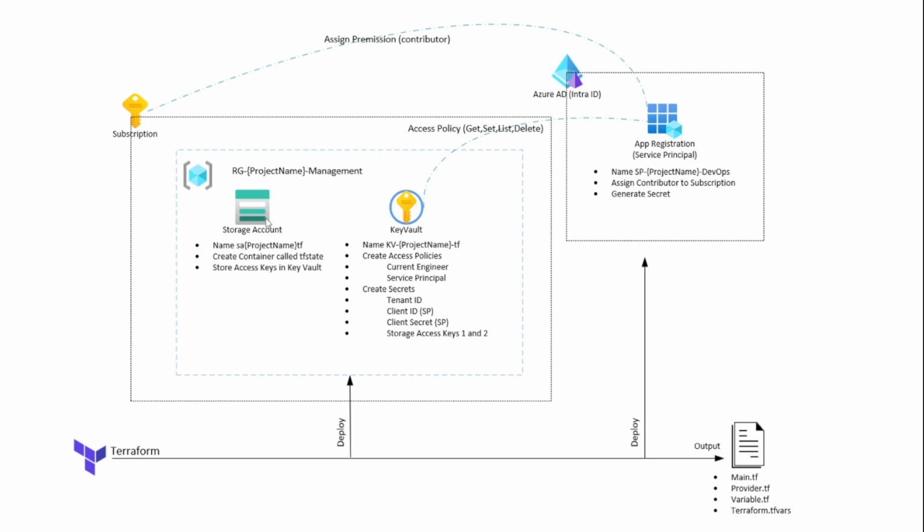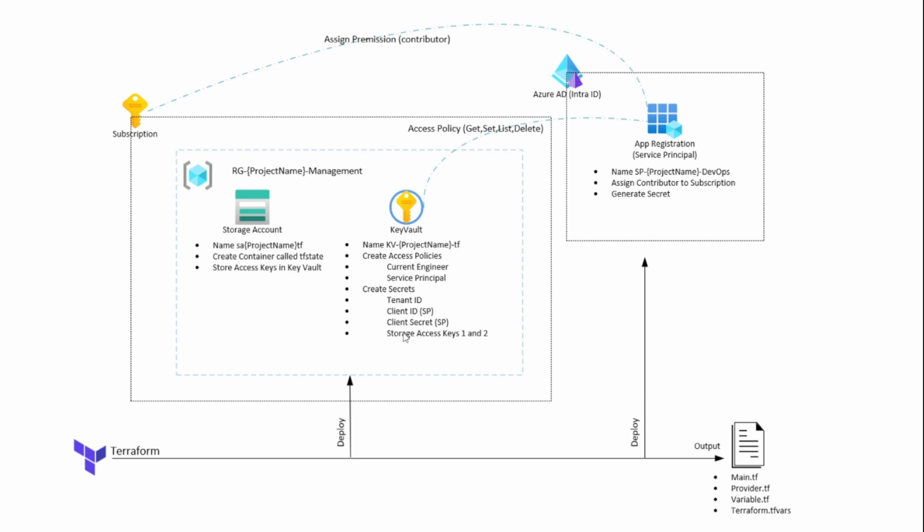We're going to create a storage account. We're going to create a container in that storage account, and we're going to get the keys for that storage account and store it into the Key Vault. So we're going to create a Key Vault. We're going to create access policies, one for the current engineer, so that would be the engineer running the Terraform scaffolding, and one for the service principal that we're going to create in Azure AD.